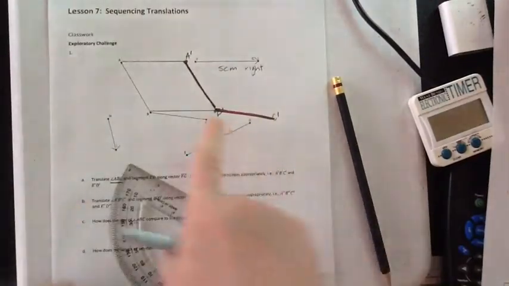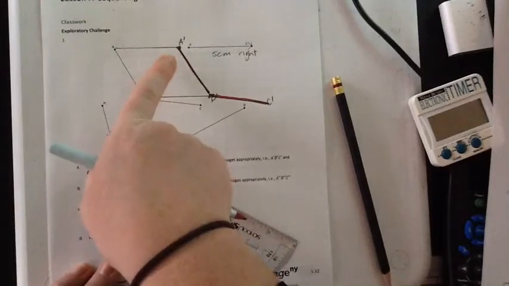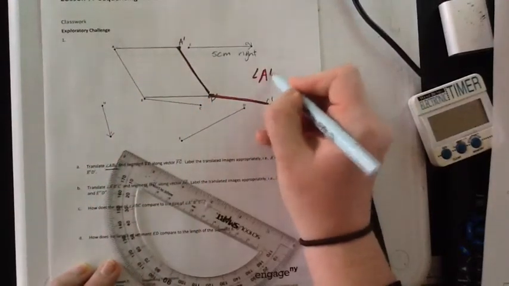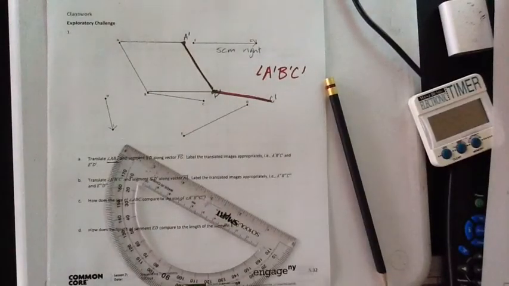So here's my translated angle. I translated angle ABC to become angle A prime, B prime, C prime. So I translated over 5 centimeters.